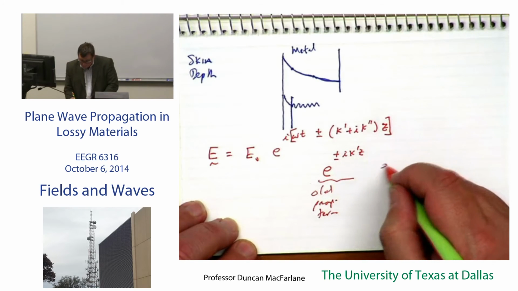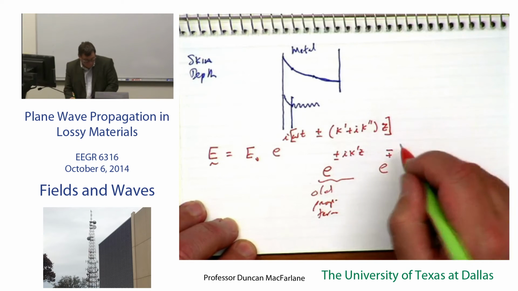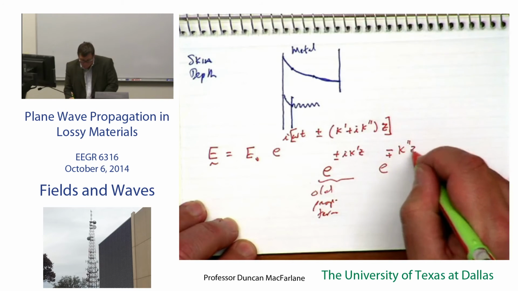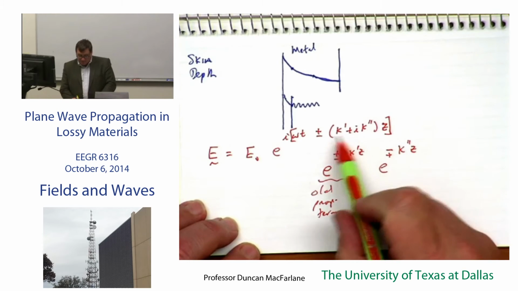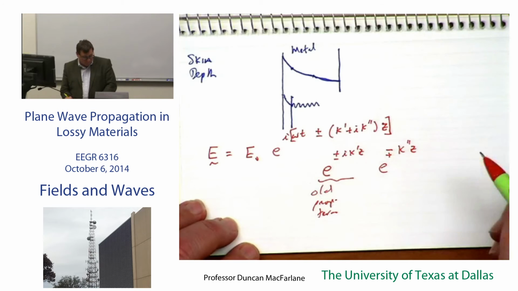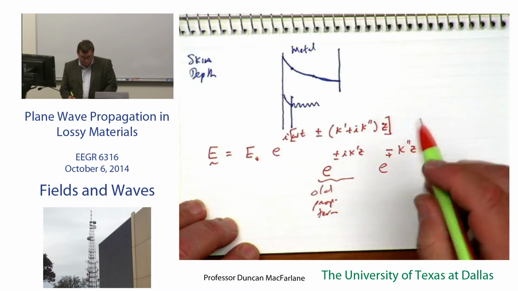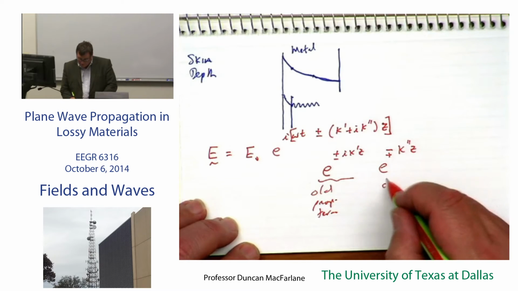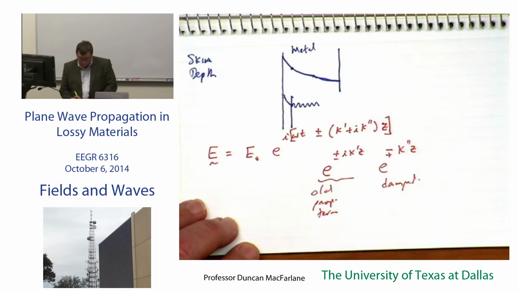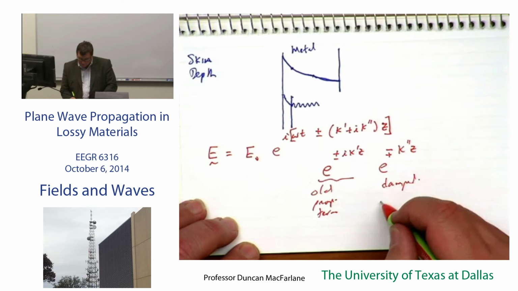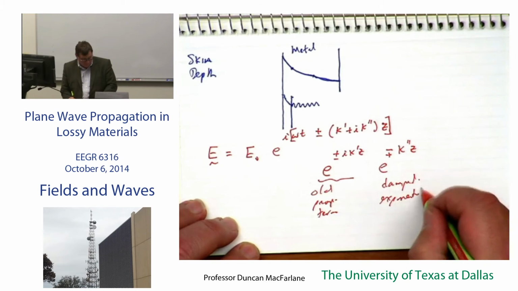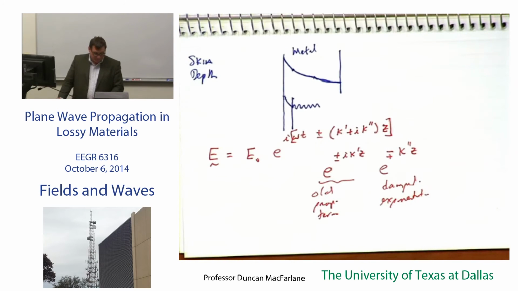And the other term gives you, and notice the flipping of the signs. Well, it will flip the signs. This is the damped exponential term. Okay.